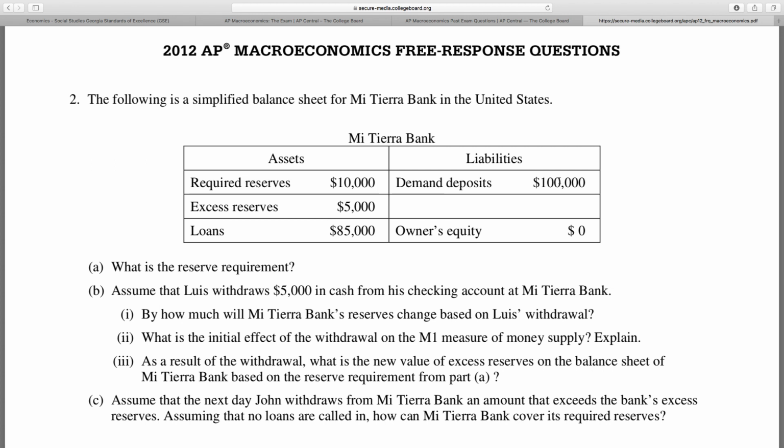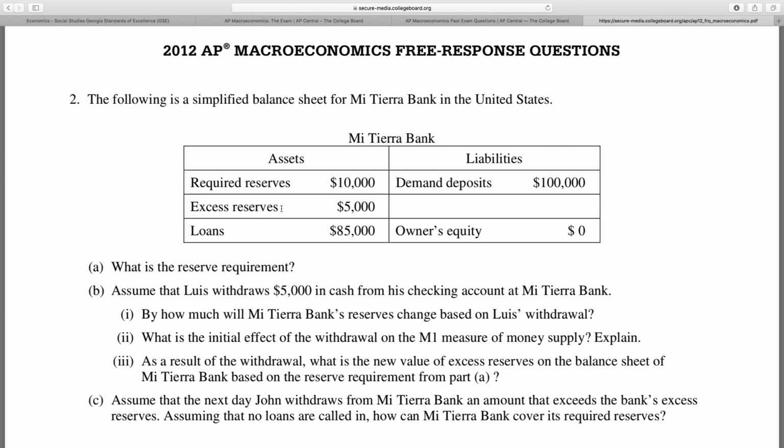But if this is 95,000, I don't need 10,000 here. I need 9,500. So there's an extra 500. That extra 500 is going to go down here. The new value of your excess reserves is going to be 500. I know I just explained that orally and you kind of didn't see it. I hope you understood it. Try and work it out. All right. Let me know if you have questions.